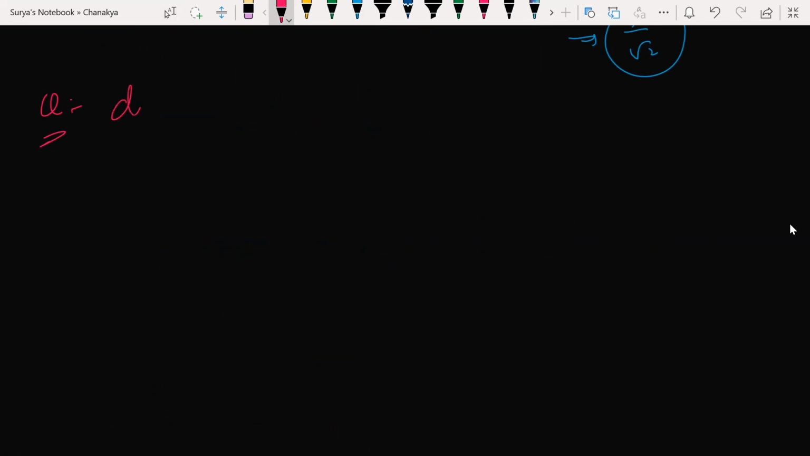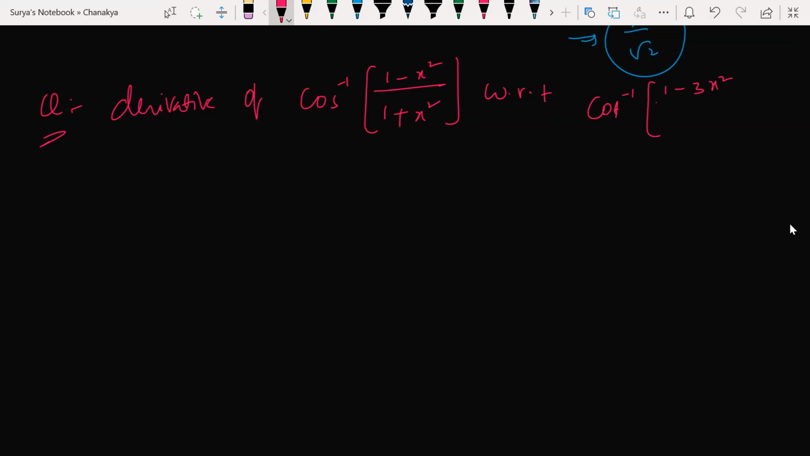Find the derivative of cos inverse of the quantity 1 minus x square by 1 plus x square with respect to cot inverse of the quantity 1 minus 3x square divided by 3x minus x cube.